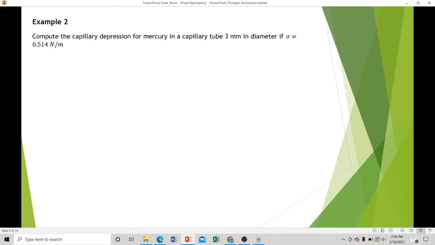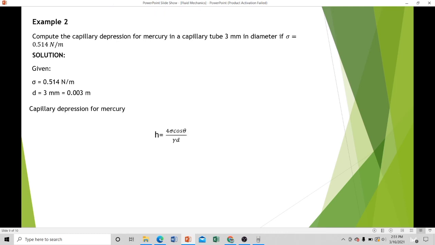Example number 2. Compute the capillary depression for mercury in a capillary tube 3 mm in diameter if the surface tension equals 0.514 Newton per meter. For the solution, we have the given: surface tension equals 0.514 Newton per meter, and D equals 3 millimeter or 0.003 meter. For the capillary depression for mercury, we have the formula h equals 4 times surface tension cosine theta over gamma d. For the standard angle of mercury, theta equals 140 degrees. So h equals 4 times 0.514 times cosine 140 over the specific weight of the mercury, 9810.